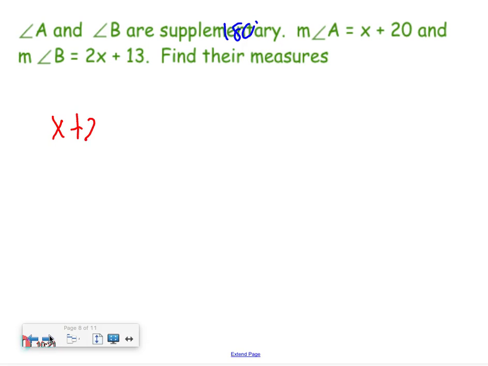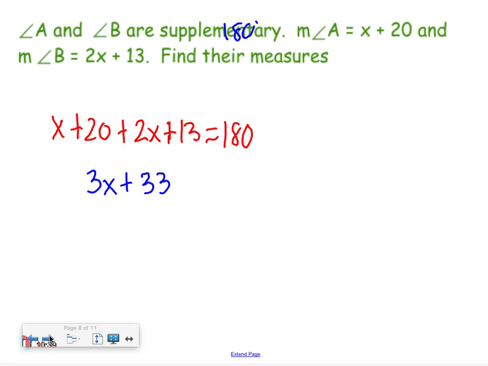So x plus 20 plus 2x plus 13. How many x's do I have over here? 3. So 3x plus what? 33. Subtract 33 over, what do we get? Divide, x equals 49.